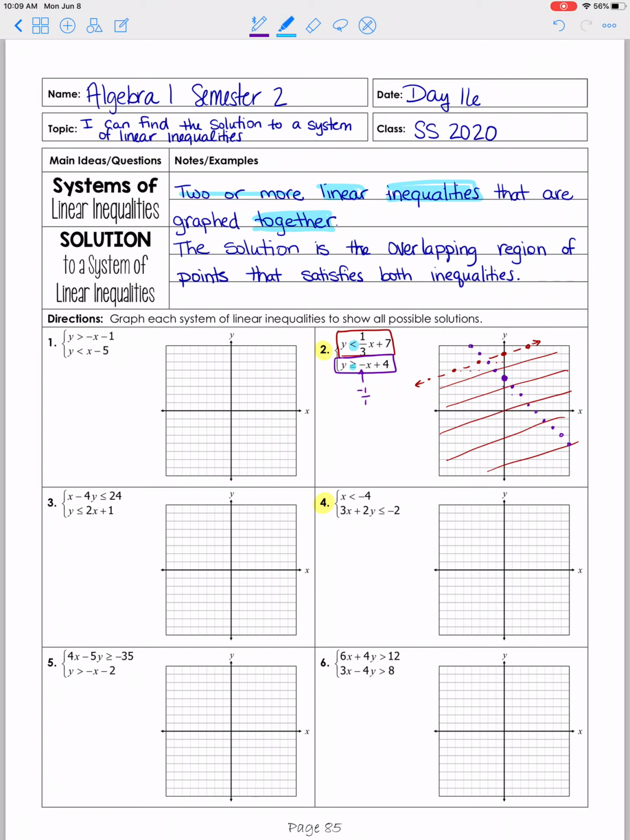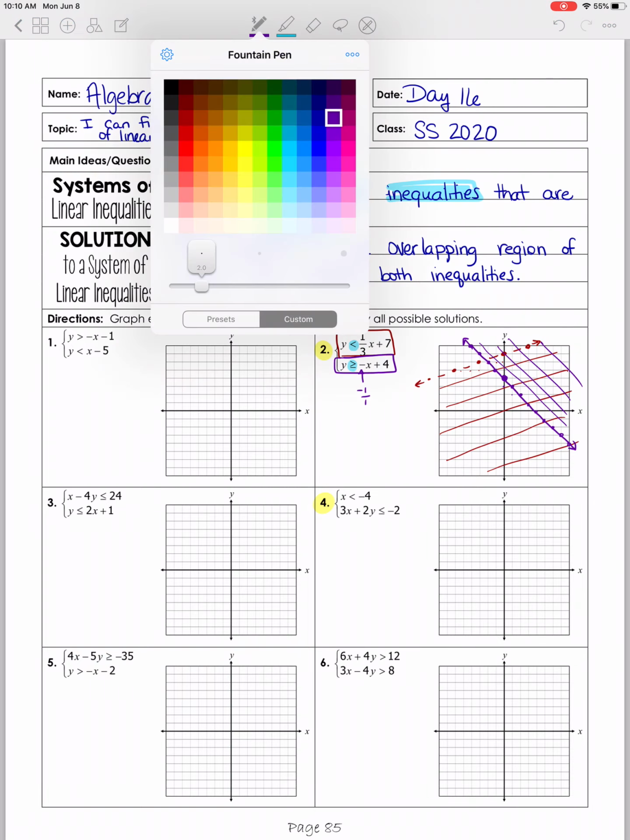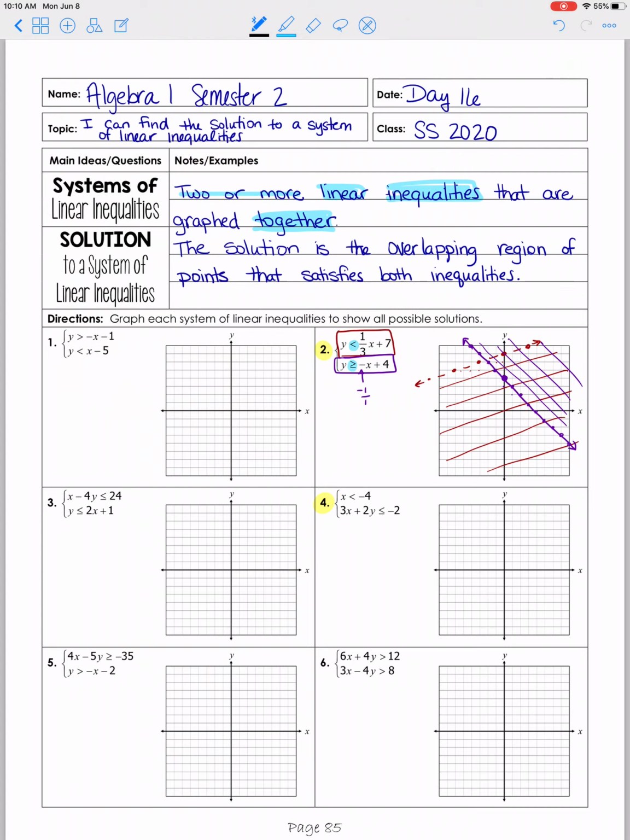Now I notice that this symbol does have the equal bar underneath it. So this is one where we're going to want to connect those with a solid line. And this is y is greater than the line, so we're going to shade above the line. And the solution to that system is going to be the region that is both red and purple. So that starts right here and is this guy right here. This is the solution to those inequalities. That means that any point in that region is going to satisfy both inequalities at the same time.